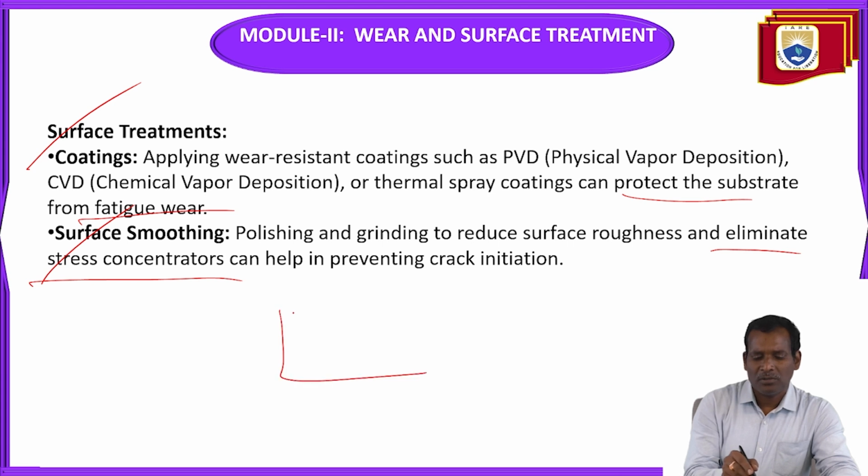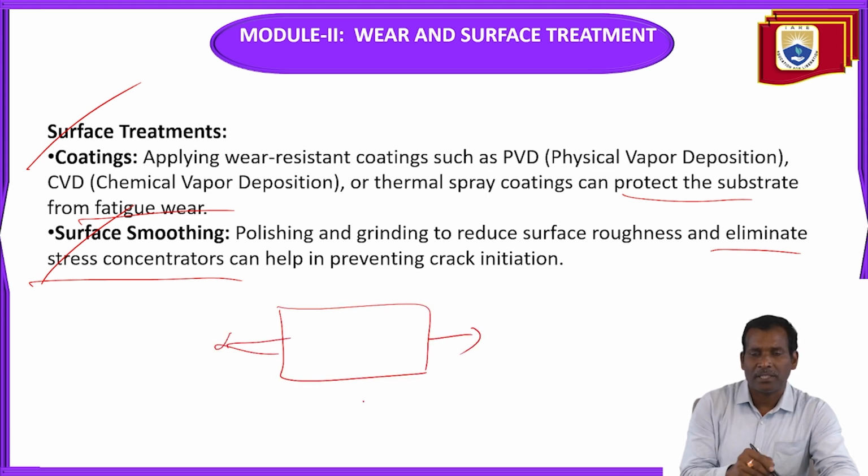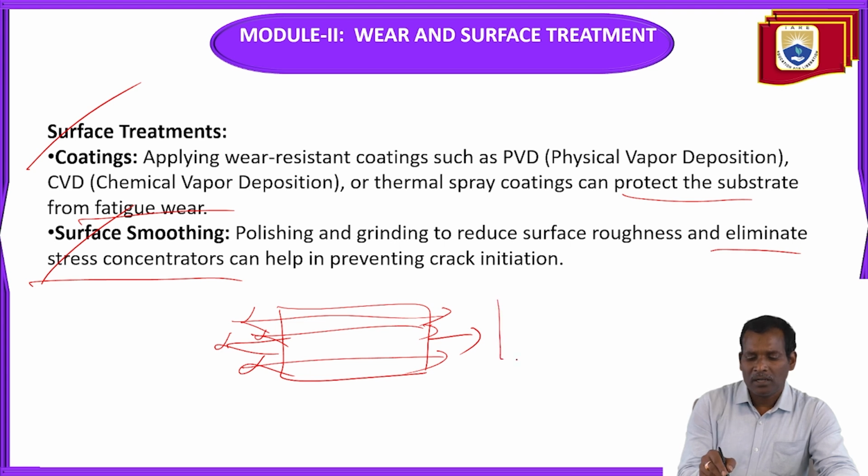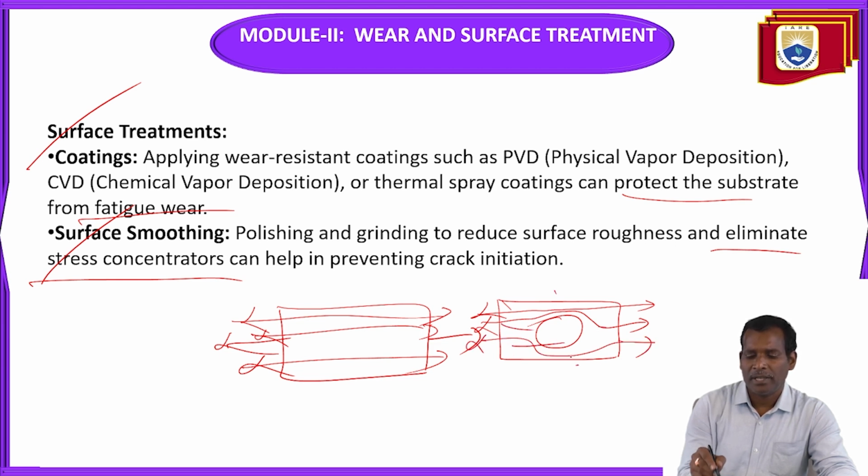Suppose a uniform bar is subjected to a tensile load. There is a uniform distribution of stress lines. Whenever the component has a hole at its center, the stress distribution lines are not uniform. The stress distribution lines are distributed like this.